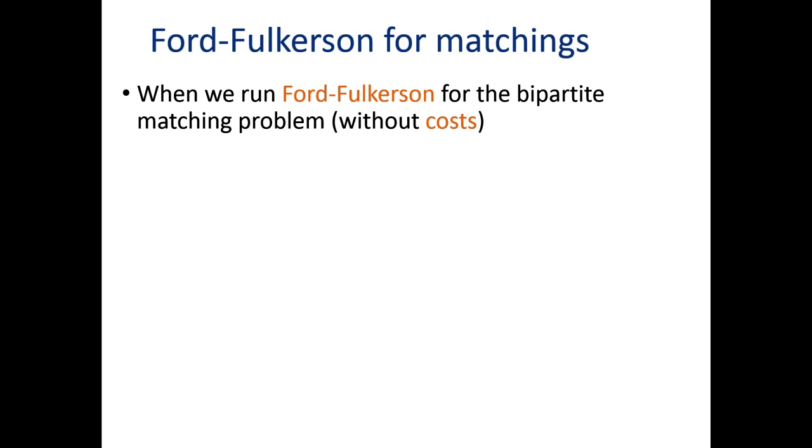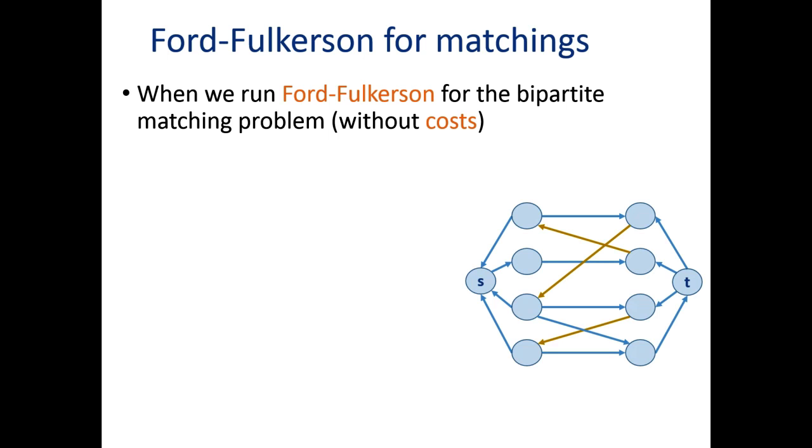Suppose we run Ford-Fulkerson on the bipartite matching problem without costs and with unit capacities. Remember I told you capacities can be unit or infinity on the edges of the matching. So let's say unit capacities now. What happens then? Let's think about the shape of the residual graph. This residual graph will have some edges leaving S and some edges entering S. All edges are unit capacity, so an edge can either go this way or backwards, and we are going to ignore those essentially.